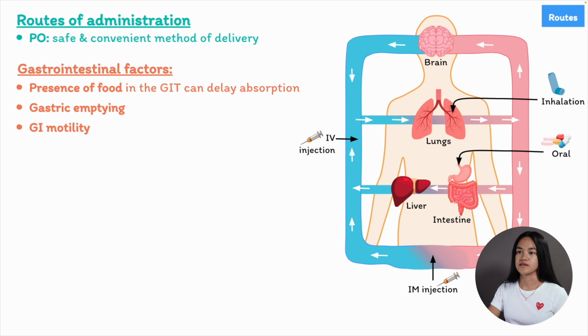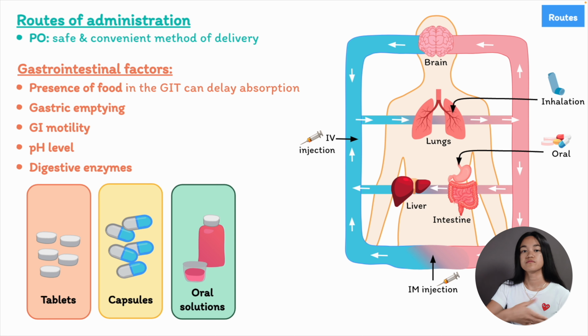Another factor to consider is the pH level in the stomach. So depending on the stage of digestion, the pH in the stomach can be highly acidic, which can impact the stability and absorption of certain drugs. And there's also the presence of digestive enzymes, okay? We also have the ability to break down some drugs, okay? This is why certain drugs can't be administered in tablet form and must be given through alternative routes, such as injections.